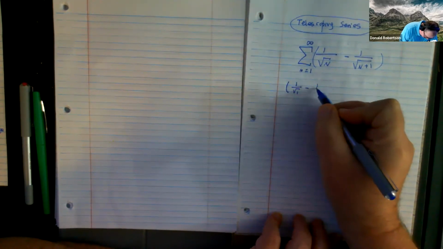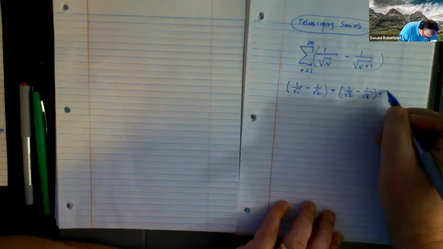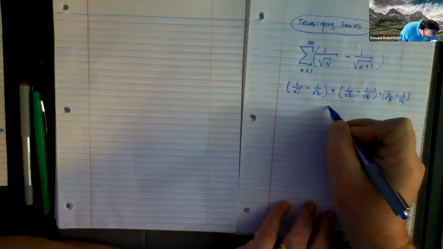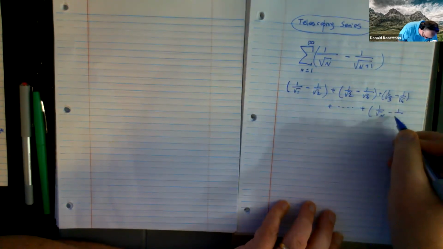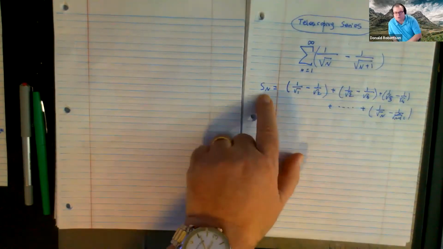What you do is you say essentially plug in 1. So you get the square root of 1, take away square root of 2. And then you add the next term, which would be 1 over the square root of 2, take away 1 over the square root of 3. And then you add the third term, which is 1 over the square root of 3, take away 1 over the square root of 4, plus dot, dot, dot. And then you finish on essentially the nth term, I'll call it. So what I've really just written down here is what the partial sum Sn would be, right?